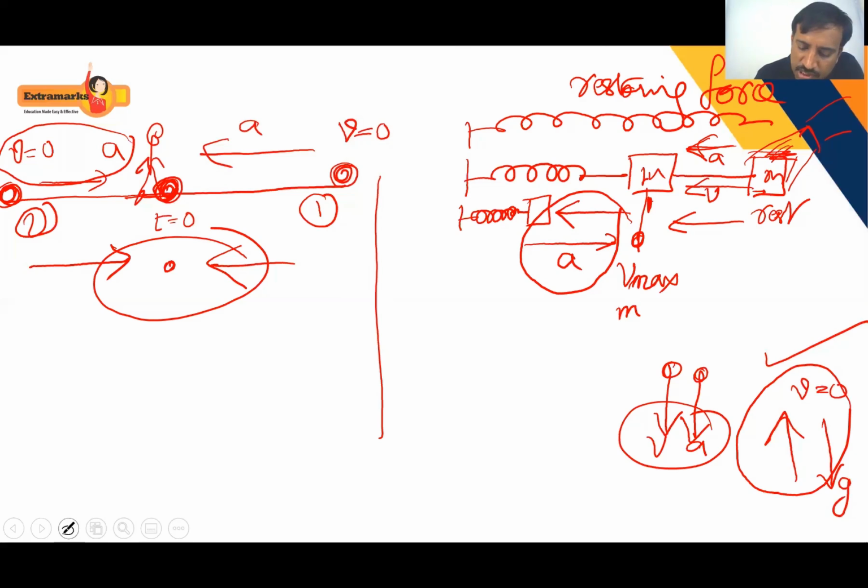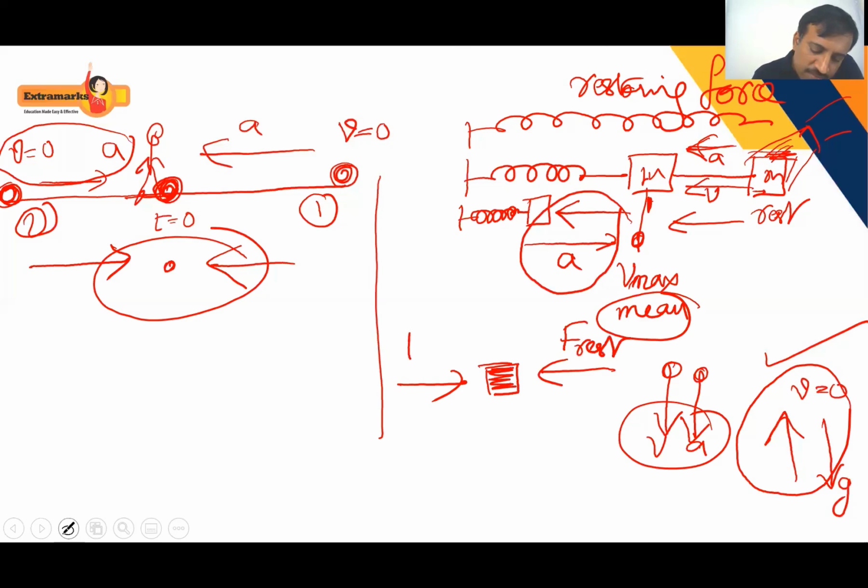You know, the central position is called the mean position. This position is called the extreme position. This is also called the extreme position. So in SHM, it is to be noted that the restoring force always acts towards the mean position. This is called the mean position. And how much is that? It is crystal clear. F, that restoring force, is the spring force which you studied in Newton's laws of motion. That is F = -kx^1.